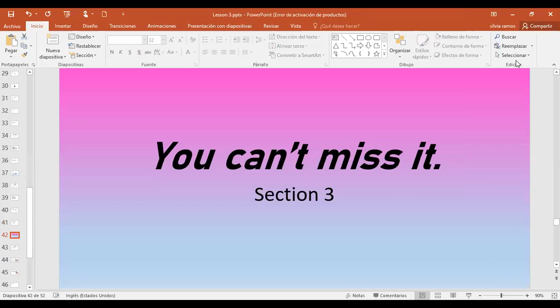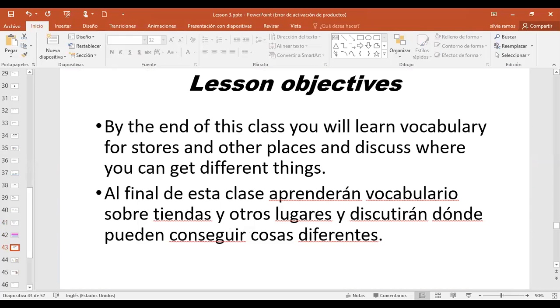We're going to go with section number three. This is here, you can't miss it, right? So we're gonna work with the structure can or can't. So that's what we're gonna do today. With you can't miss it, we have the lesson objectives. By the end of this class, you will learn vocabulary for stores and other places and discuss where you can get different things. Right?